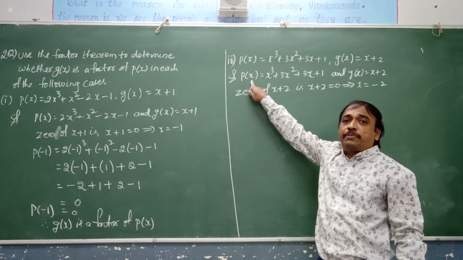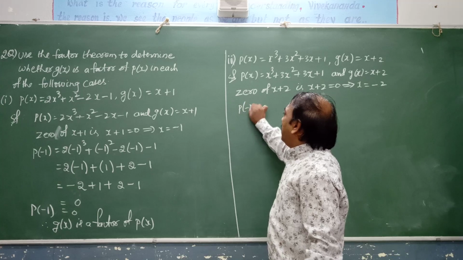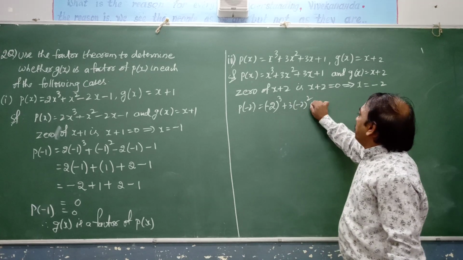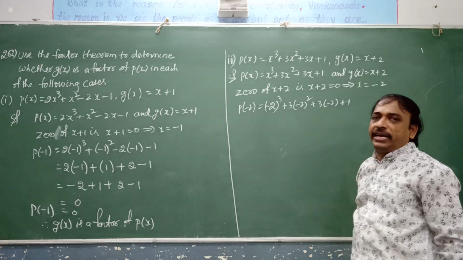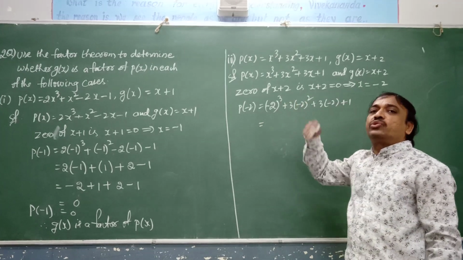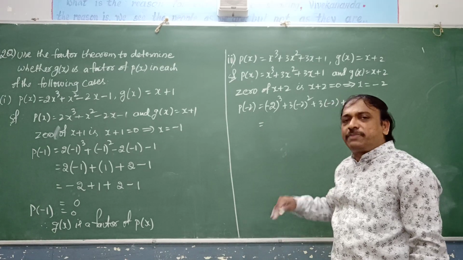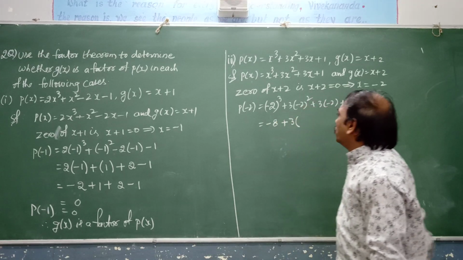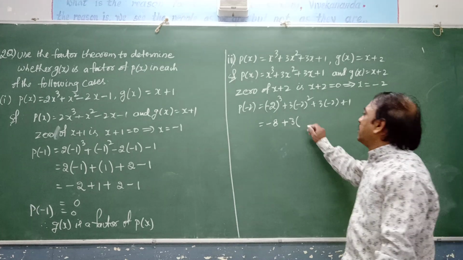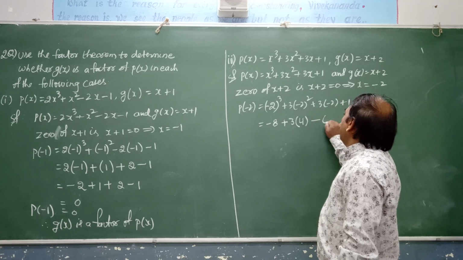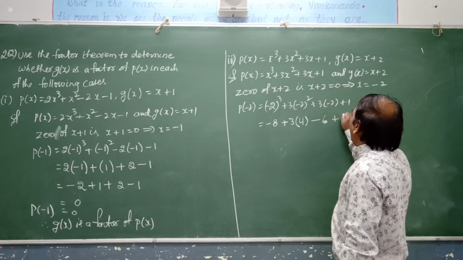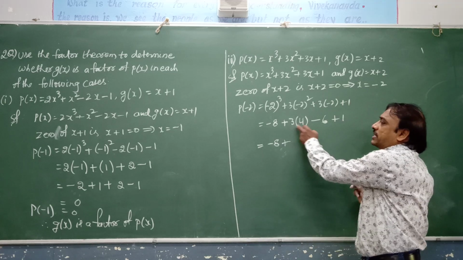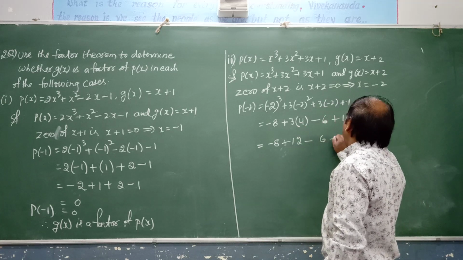So in place of x now we are putting minus 2. So p of minus 2 is equal to minus 2 whole cube plus 3 into minus 2 whole square plus 3 into minus 2 plus 1, which is equal to minus 2 whole cube, minus 2 into minus 2 into minus 2, 2 2s are 4, 4 2s are 8, which is minus 8 plus 3 into minus 2 whole square, which is plus 4, 3 4s are 12, minus 3 2s are 6 plus 1.